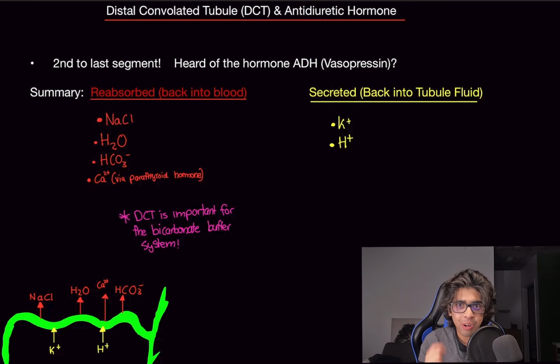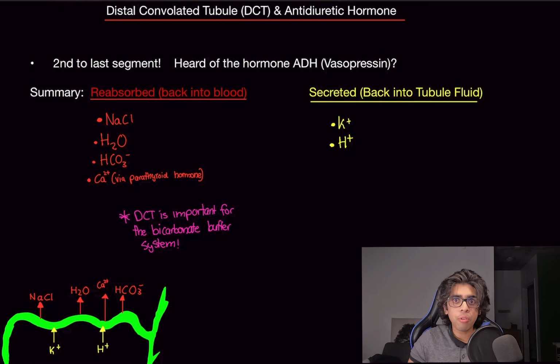Alright, welcome back. In this video, we're going to go over the Distal Convoluted Tubule, or DCT, and ADH, or Antidiuretic Hormone. So, the DCT is the second to last segment in the nephron. It's involved in reabsorption and secretion of various things. It's also involved with ADH, which we'll get into in a few moments.